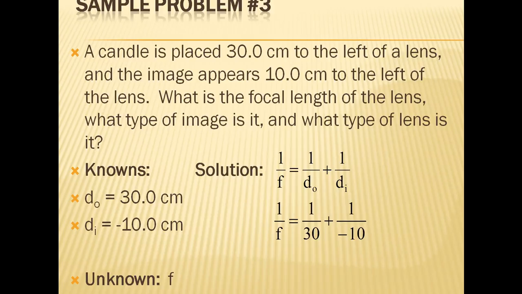Notice the negative in front of the 10, I added that when I did the knowns, because I know that if the image appears to the left of the lens, it's on the same side of the lens as the candle. When that happens, you should know that you're going to get a virtual image, and that is going to give you a negative distance here. Knowing that, you solve for the focal length, and you get negative 15. Again, the negative focal length goes with the negative distance to the image. The image then appears on the left.